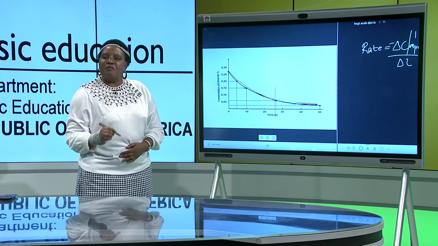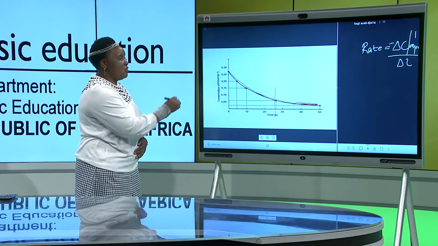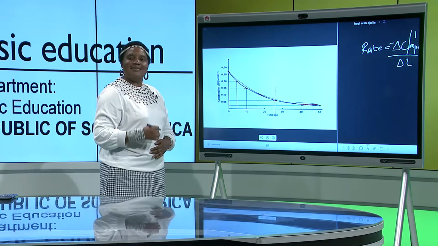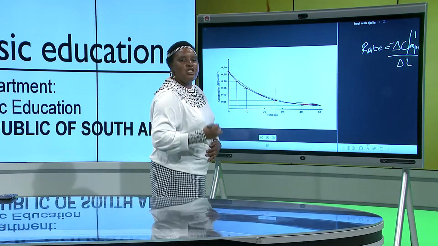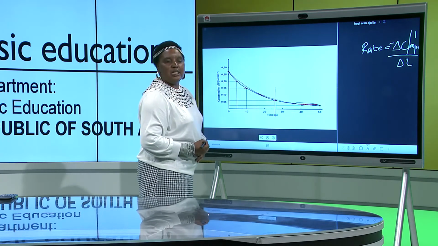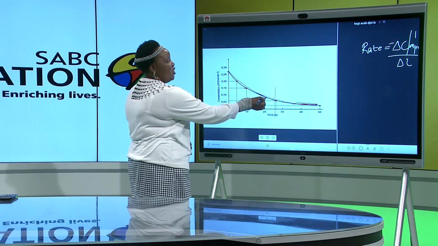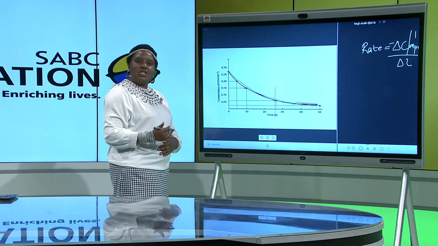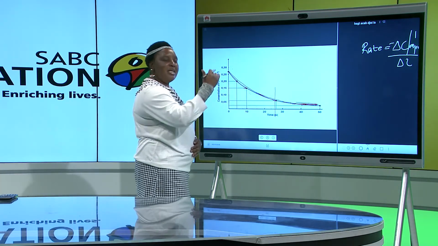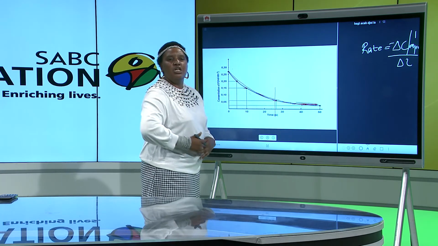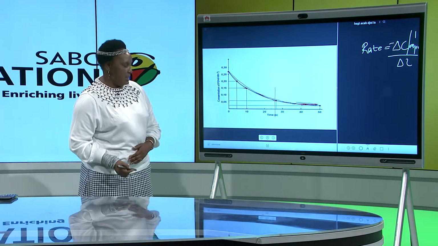So be very careful. I've seen one question where they ask, why does the rate of reaction decrease as the concentration decreases? It decreases because once the concentration becomes less, you are going to have less effective collisions. The minute you have less effective collisions, your rate of reaction will decrease.